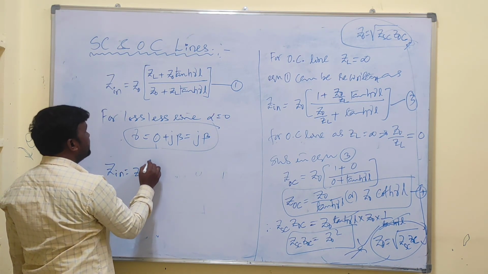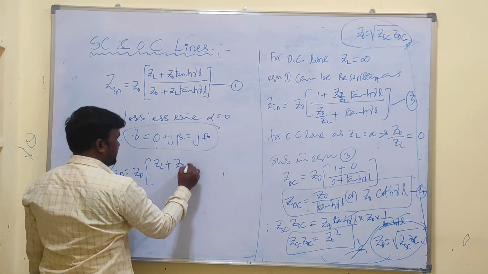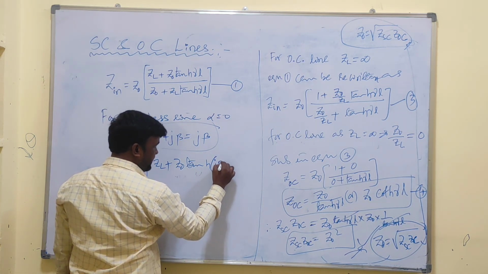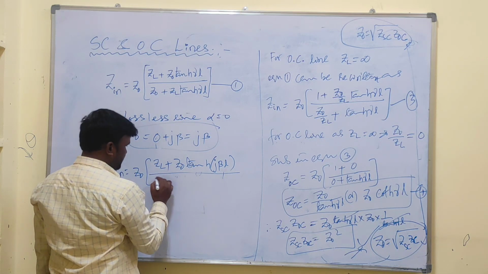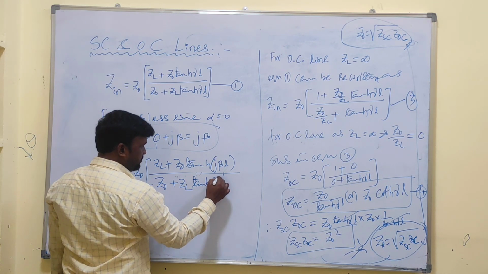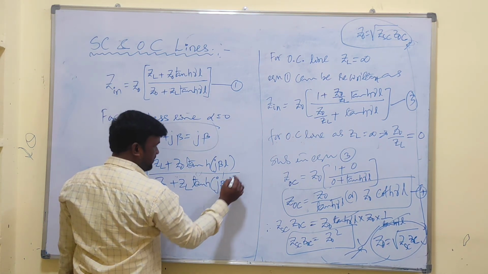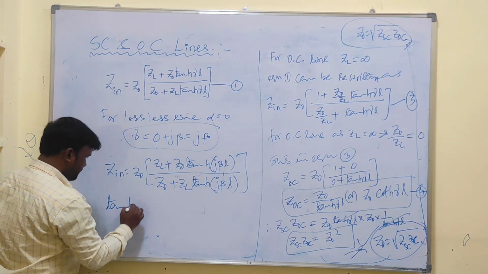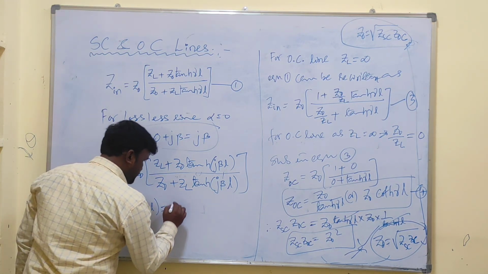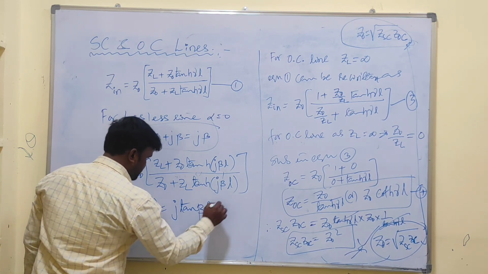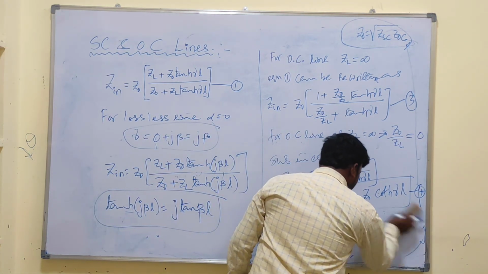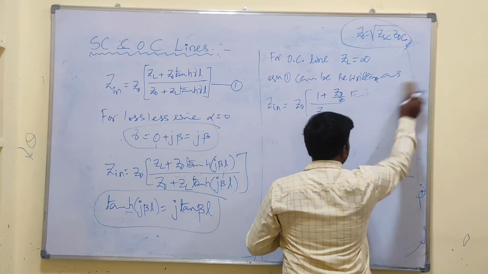Now this ZIN can be written as ZIN equal to Z0 times ZL plus Z0 tanh gamma L divided by Z0 plus ZL tanh gamma L. Gamma is now j beta, so tanh gamma L is tanh j beta L. We know tanh j beta L is equal to j into tan beta L. So tanh j beta L is equivalent to what?